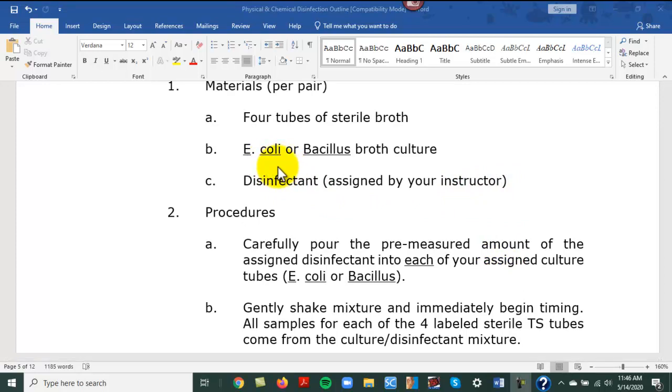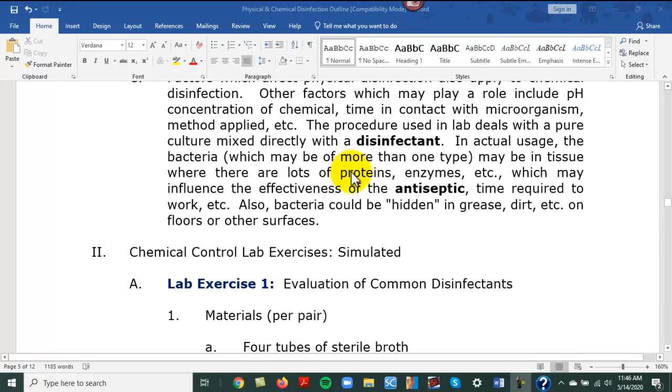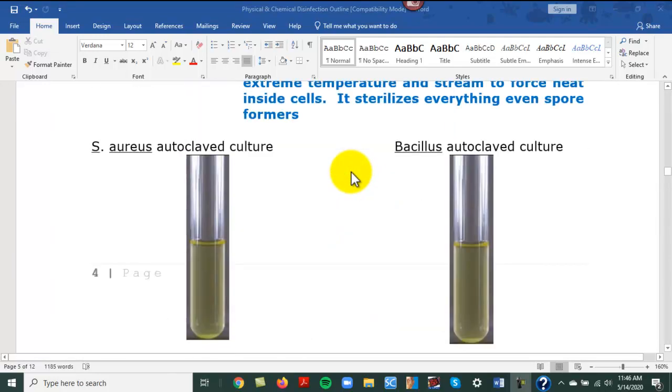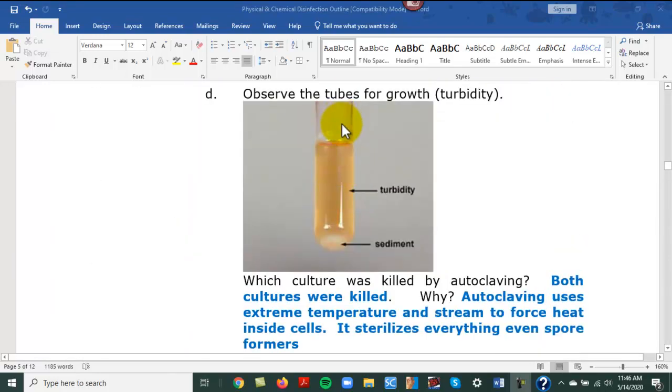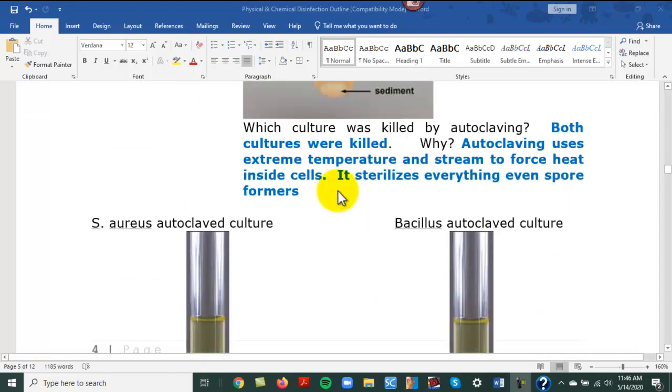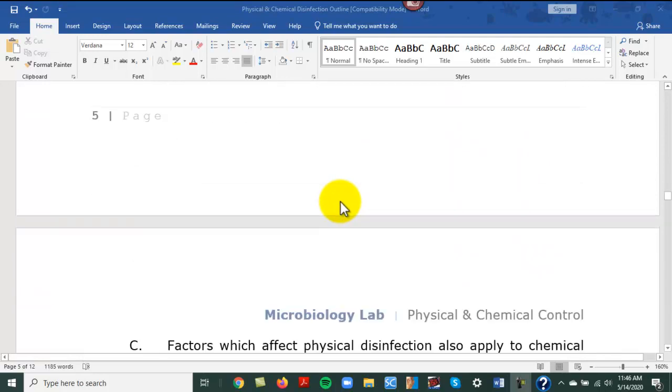E. coli broth, a liquid culture, and sorry to bounce back and forth, I'm going to go way back up here. Here is a culture with some growth in it. So you have something like this. Maybe it's got a little bit more broth, but you've got some E. coli in a broth culture.